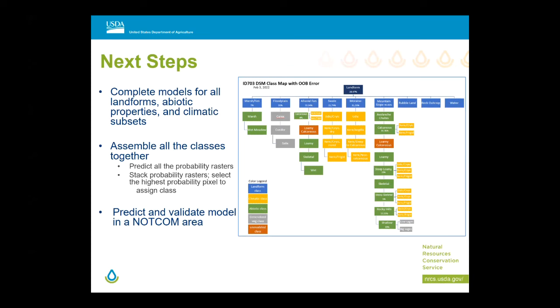So once all these classes are complete, we'll assemble them all together, then hopefully predict and validate these models in adjacent NOTCOM areas to help meet the 2026 initiative.